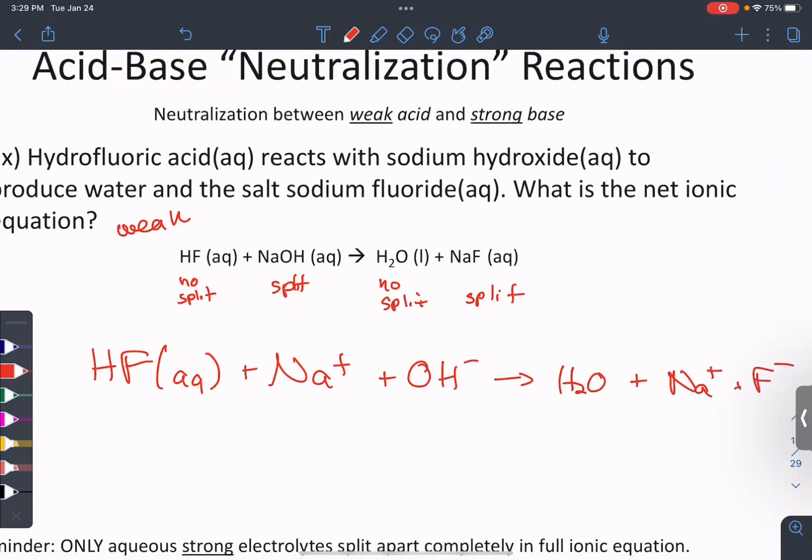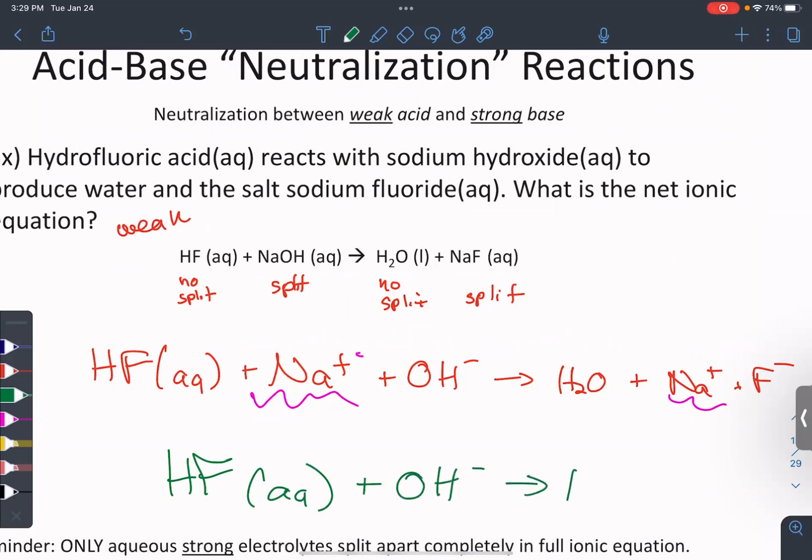Okay. So what are our spectators here? What can cancel out on both sides? Just the sodium. So if you look here, HF is together on the reactant side, but an ion on the product side. So we can't actually cancel that. That is not a spectator. We need to keep those components. So when we rewrite this, it'll be HF aqueous plus hydroxide gives us water and fluoride minus.